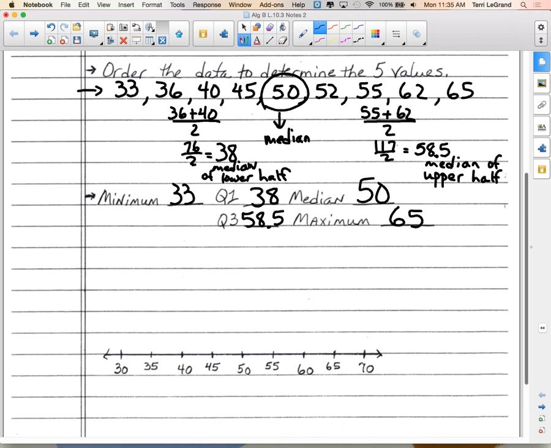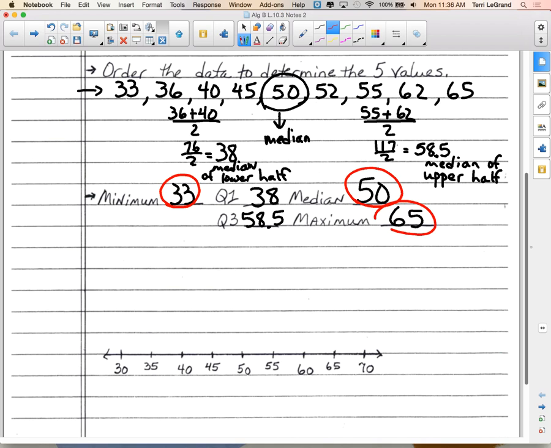There are our 5 critical values, of which how many of them are actually data values? In this one, not 2 and not 4. In this one, it turns out to be, okay, people, come on. Is 33 in the data set? Yes. Is 38 in the data set? No. Is 50 in the data set? Yes. Is 58 and a half in the data set? No. How about 65? Yes.